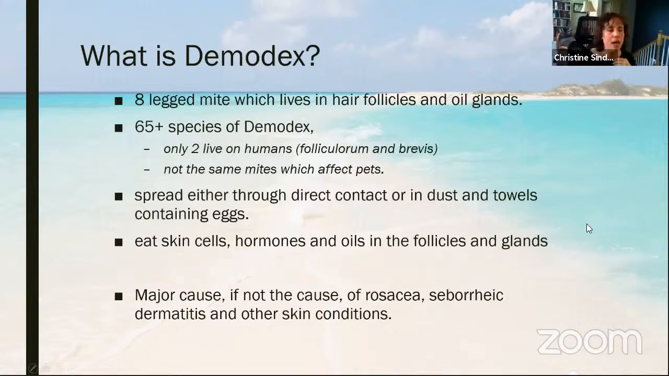It can be spread through towels, dust, pillowcases. The Demodex eat the skin and the hormones and the oils that are on your skin and in the hair follicles and in the glands. And it is a major cause, if not the cause, and there is more and more evidence showing that it is the cause of rosacea on the skin, seborrheic dermatitis, and other skin conditions. So we need to think about and treat those other skin conditions as well as the eyes.